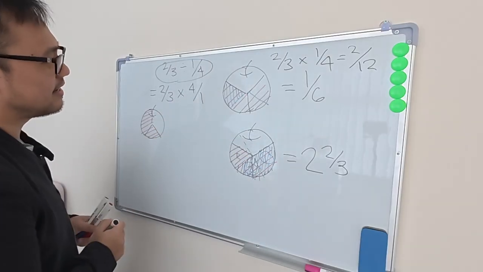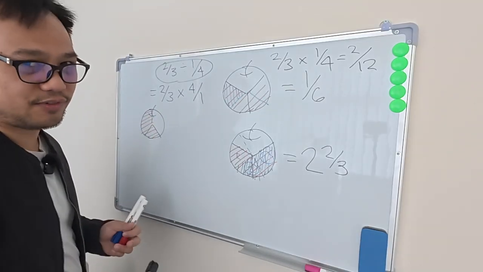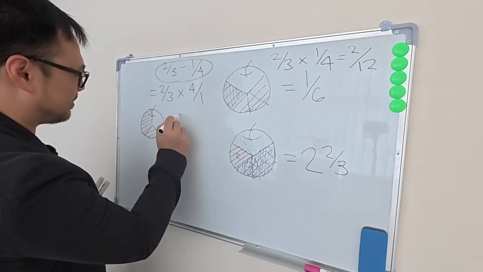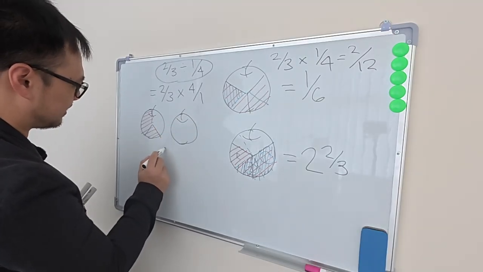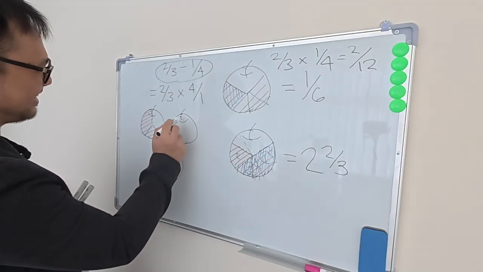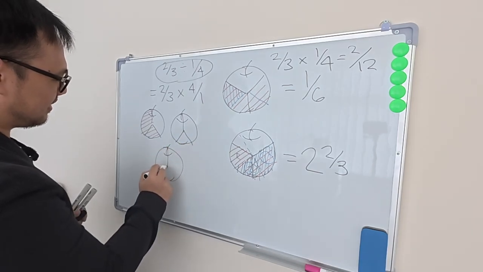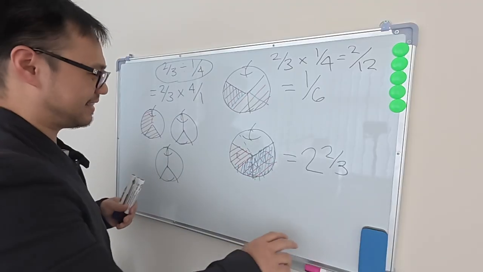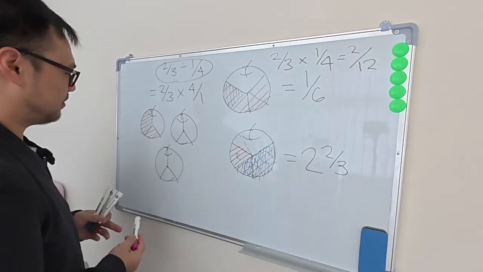Now we have 4 over 1, which means we're multiplying this 2/3 by 4. I'm going to draw it in the best way I can, but it's not going to be very perfect. But okay, here we go. So actually, this is what it looks like. Okay, confusing, right? 2/3 times 4 over 1, and we're trying to get back 2 and 2/3.